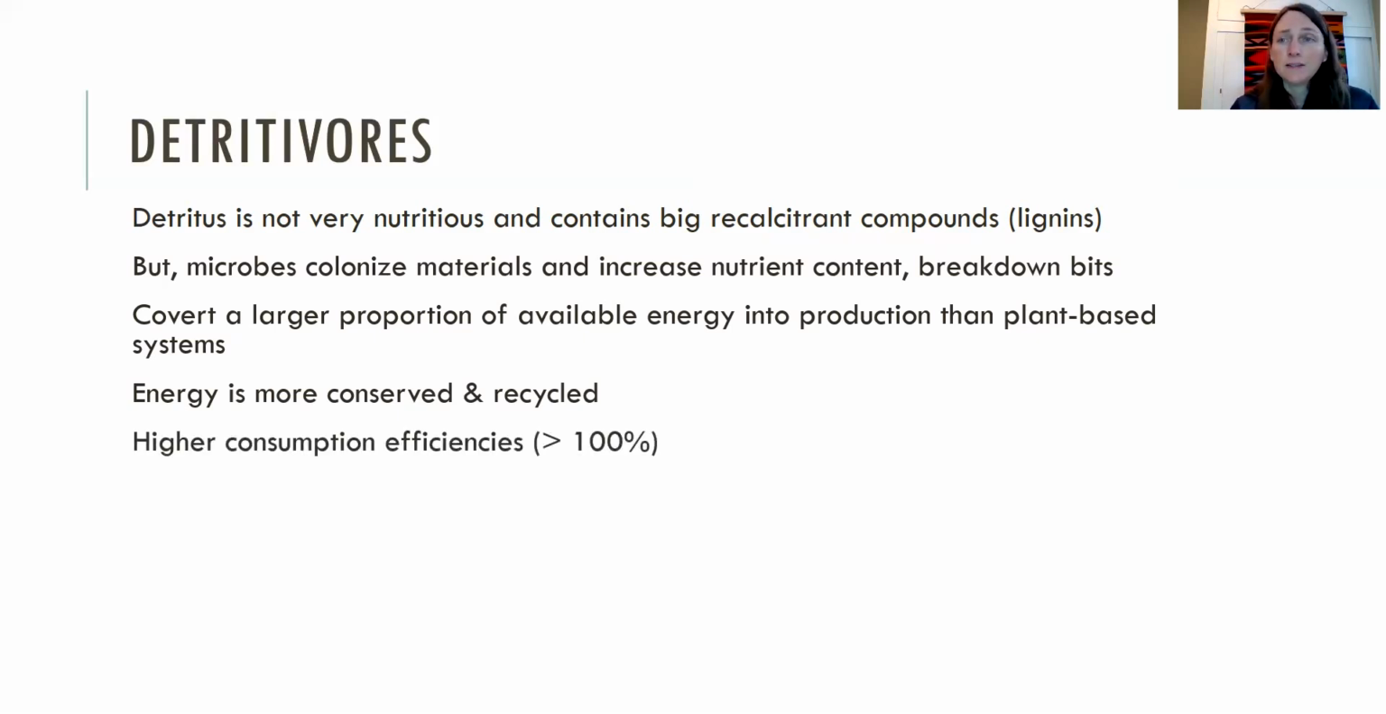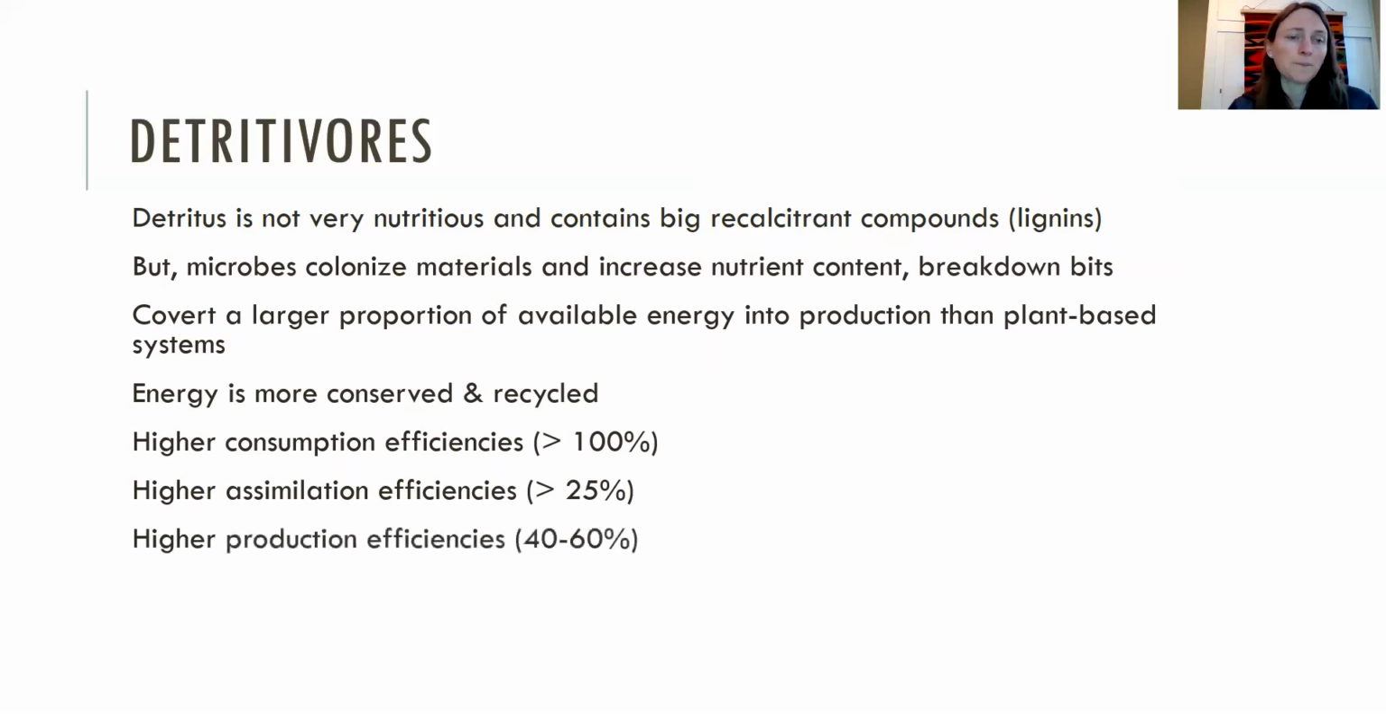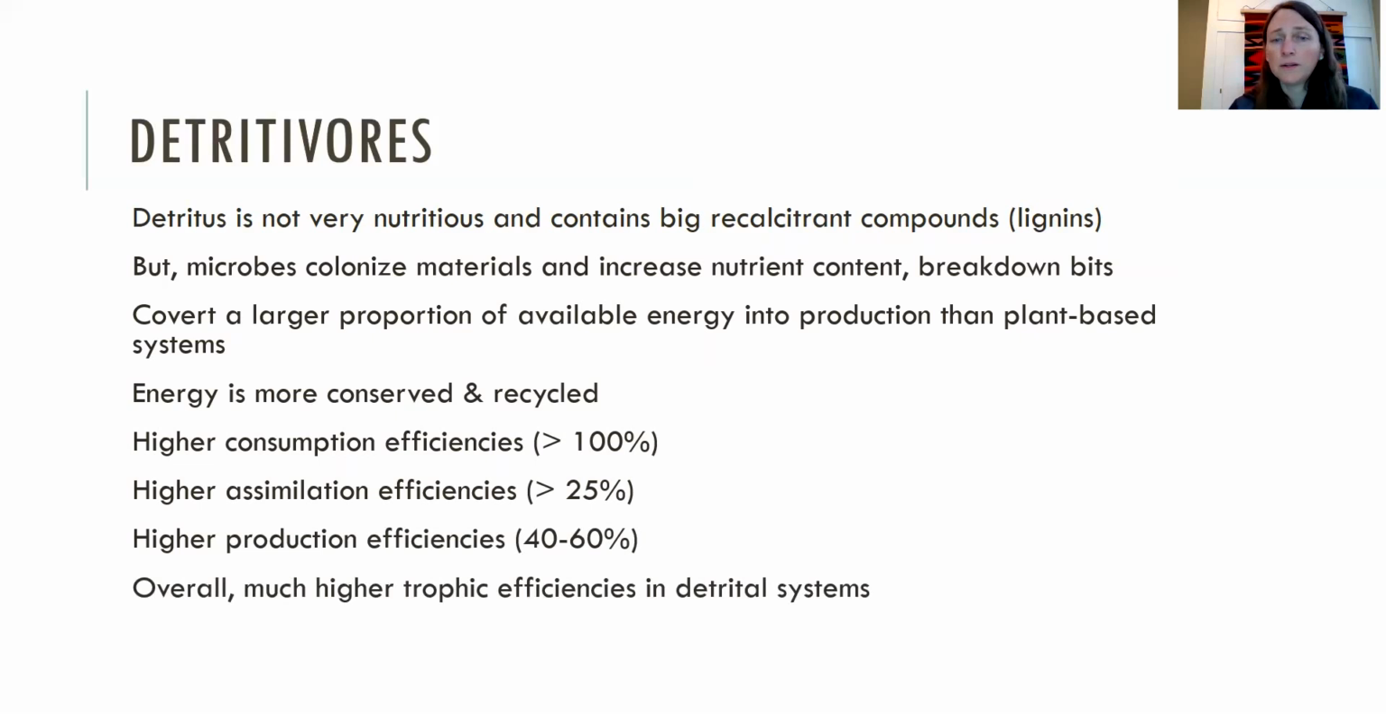And there are higher consumption efficiencies. So basically what that means is organisms, when they eat something, they eat all of it, right? There's a lot less waste in detritivore systems. They also assimilate more of that material into their body. So they have higher assimilation efficiencies, partly because of the microbial community that's helping there. And production efficiencies. So they produce more per unit of food that's eaten. So overall, there are higher trophic efficiencies in detrital systems.